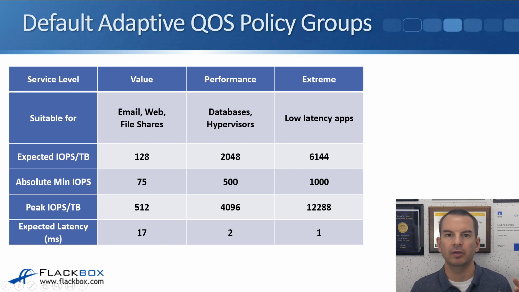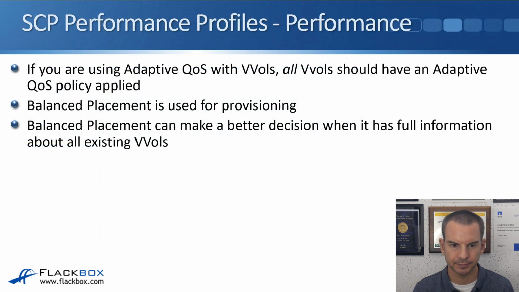You remember with traditional QoS, it sets an absolute minimum and maximum value for the volume. And that's applied no matter how much space the actual volume takes up, the capacity of it. With adaptive QoS, it changes based on the size of the volume. So with adaptive QoS, these figures are per terabyte based on the capacity of the volume.